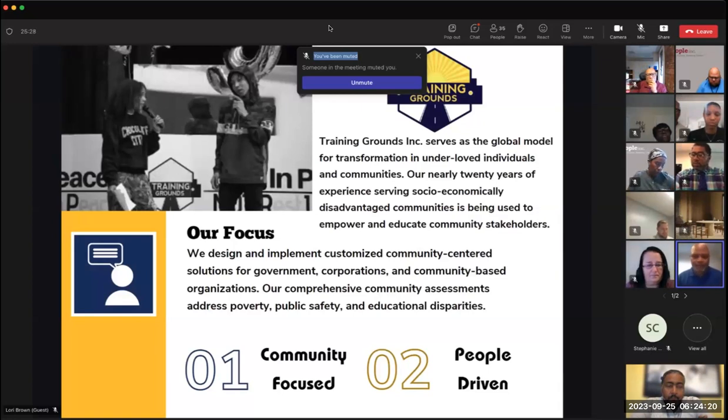Nearly 30 years serving, and these are just some of the characteristics: socioeconomic disadvantage, and empower and educate community stakeholders. Because it's about elevating. You hear the old saying, as the tide rises, so do all the boats. We've always taken that approach. We're literally working on the tide and the boats rising, because the boat can't rise if it has holes in it, it's going to sink. So we believe in that approach. Community focused, people driven, period.